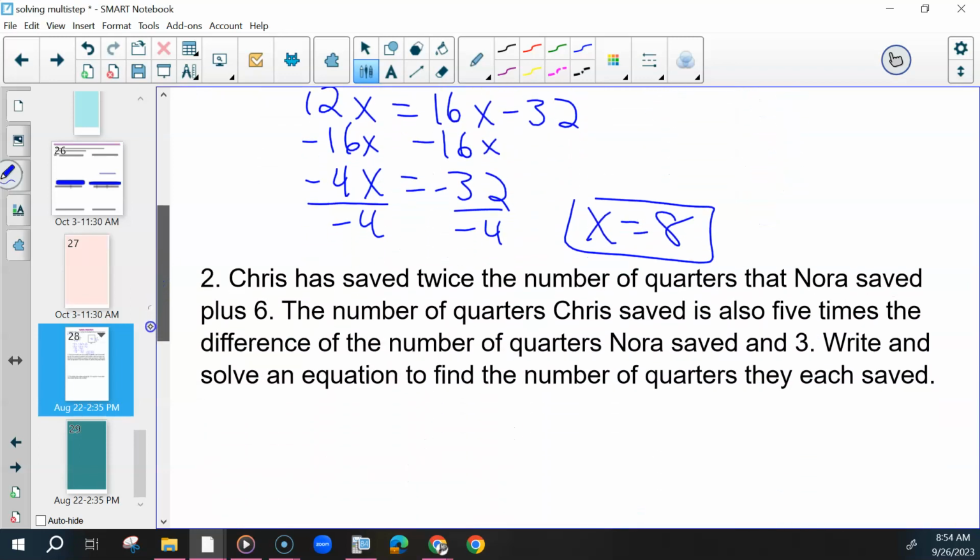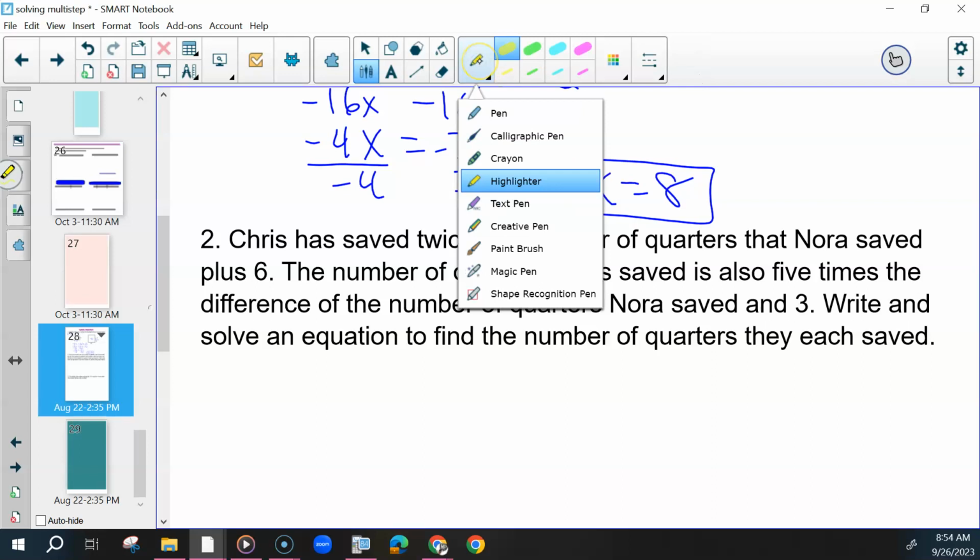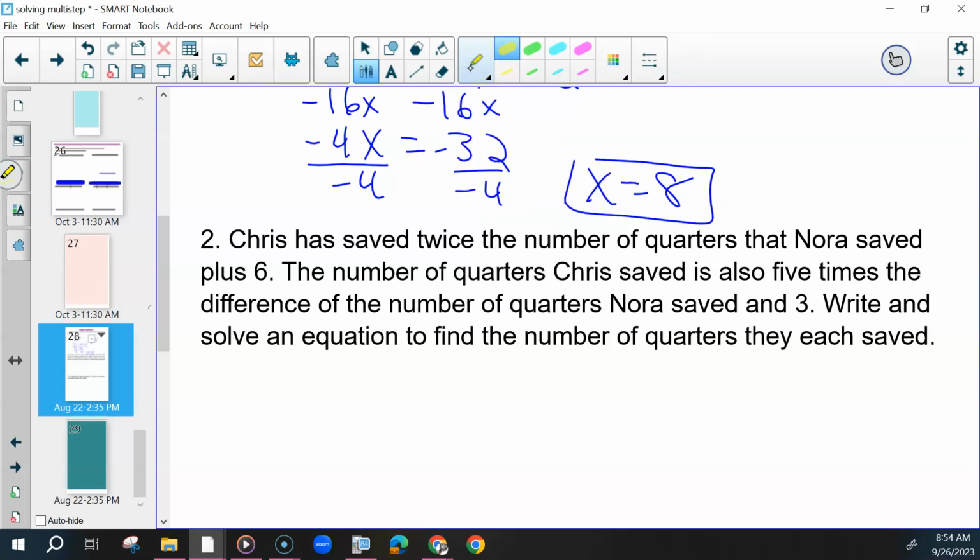Alright, let's try this next one. Let's read through and find important information. Chris has saved twice the number of quarters that Nora saved, plus 6. The number of quarters Chris saved is also 5 times the difference of the number of quarters Nora saved and 3. Write and solve an equation to find the number of quarters they each saved. So what's important here?